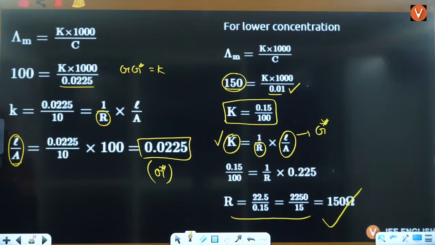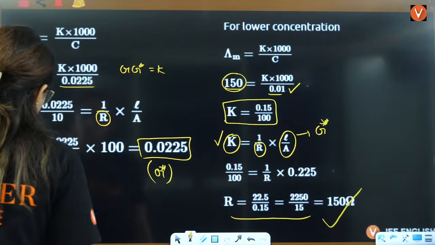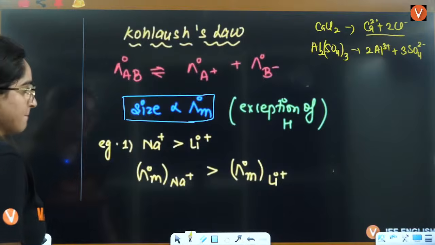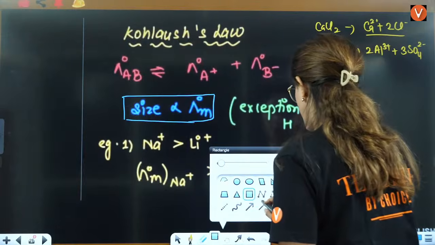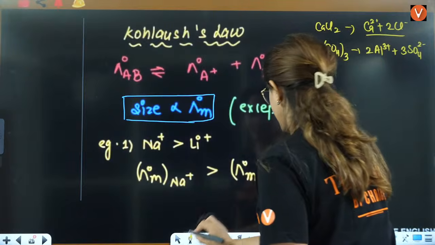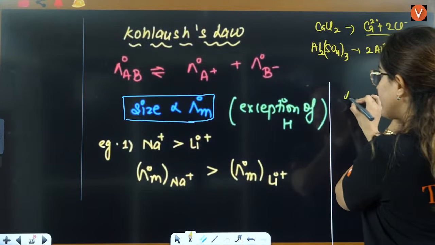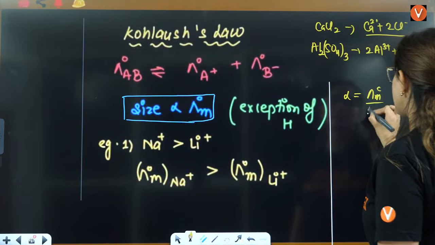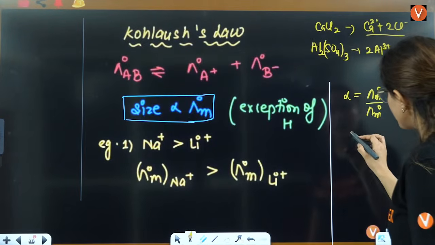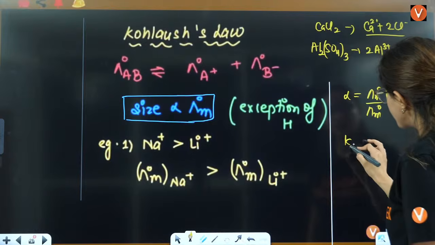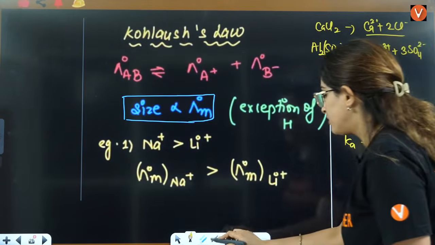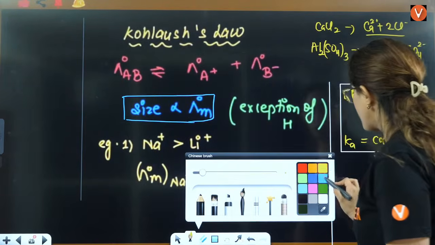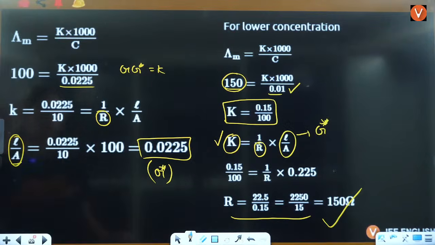Yes, Nishu, I forgot to tell you that. So let me just write it here. Always remember, guys, one more formula I forgot to write. Remember that degree of dissociation is going to be molar conductivity at concentration C divided by molar conductivity at infinite dilution, and K, the dissociation constant, is equal to C alpha square. These two are also very, very important formulas, right?